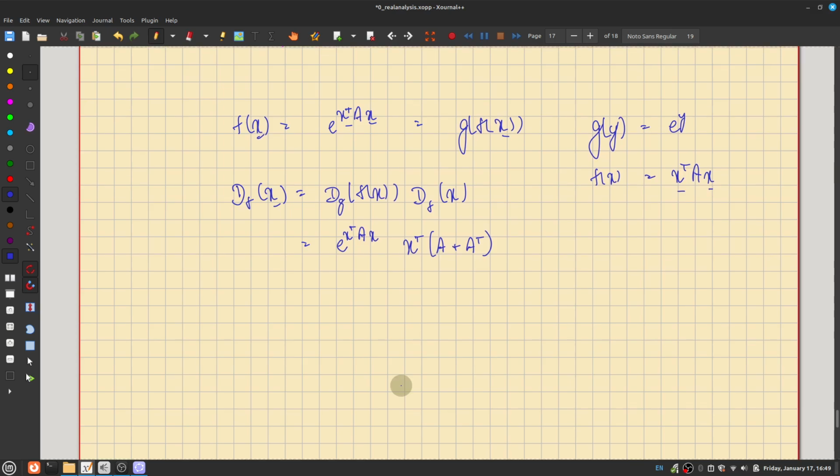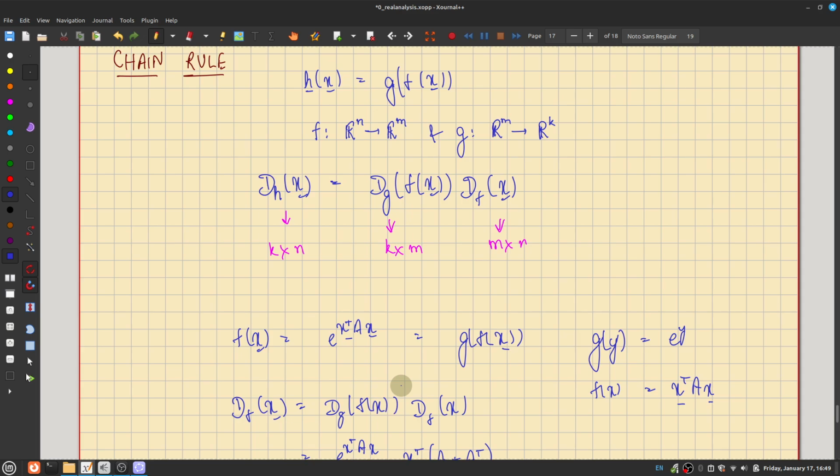So you can use the chain rule. I mean, this is a composition of two functions, but you can use the chain rule for the composition of any number of functions you want. It's easy to just simply generalize.